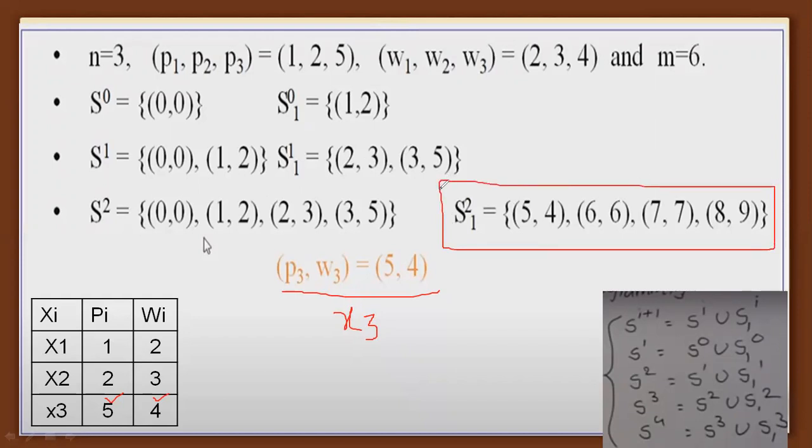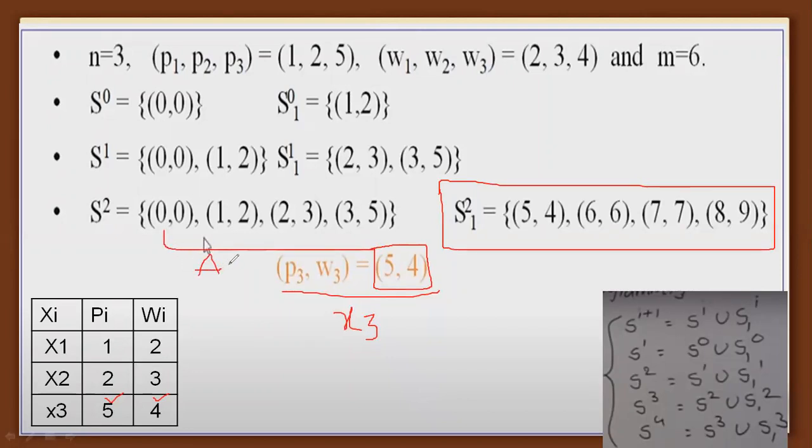We will see in this slide. So how to compute S^2_1? If you want to compute S^2_1, the way to compute the value is simply to add the pair (5,4) with S^2. That means add the pair (5,4) with all the pairs. Now you can apply addition.